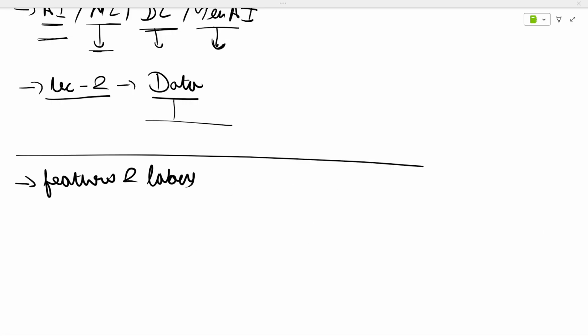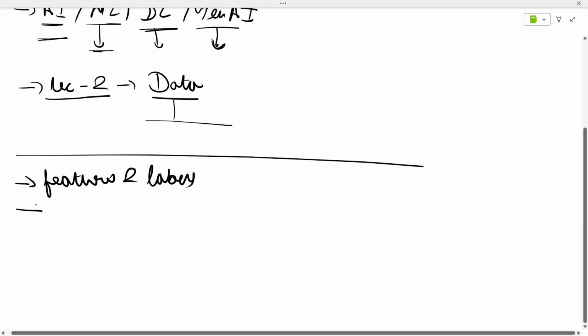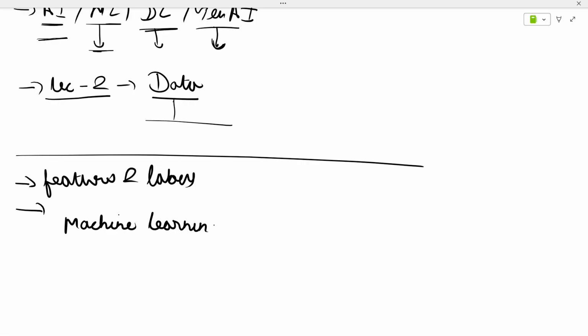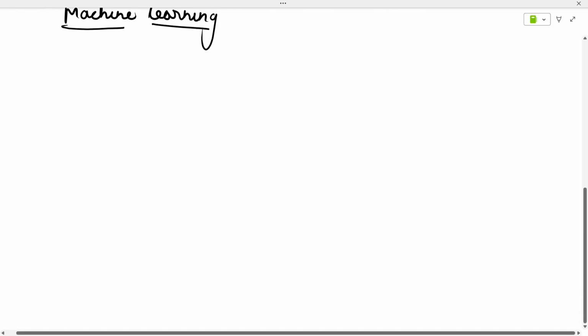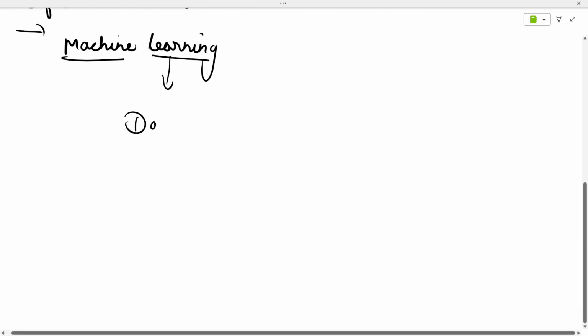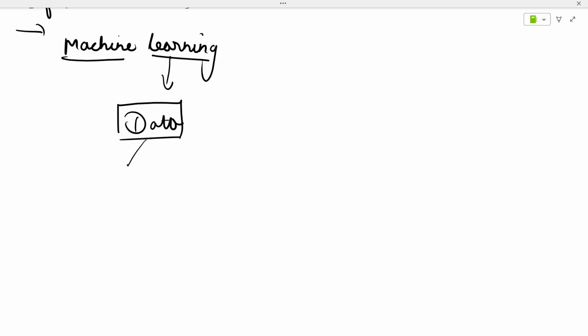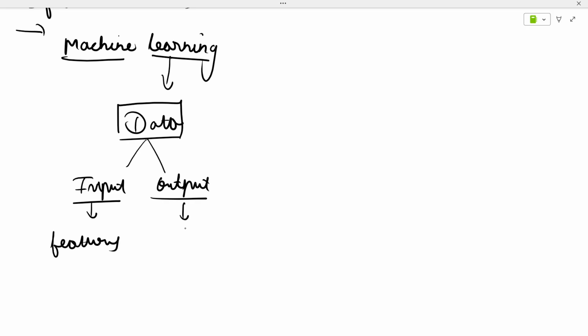It is a very common terminology used in machine learning. The name machine learning itself says that a machine learns something. So from where does it learn? It learns from data. Inside the data, it consists of both input and output, the input-output pairs, I would say. So input is named features and output is named labels. As of now, keep this in mind.